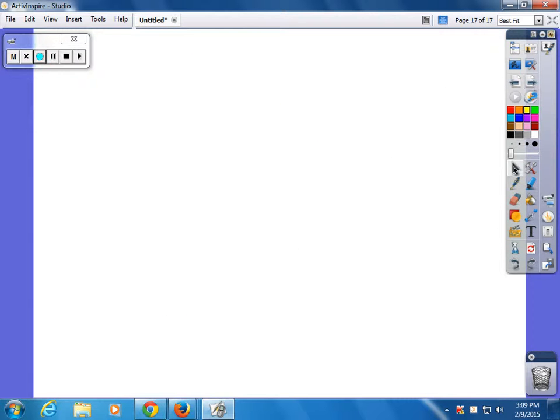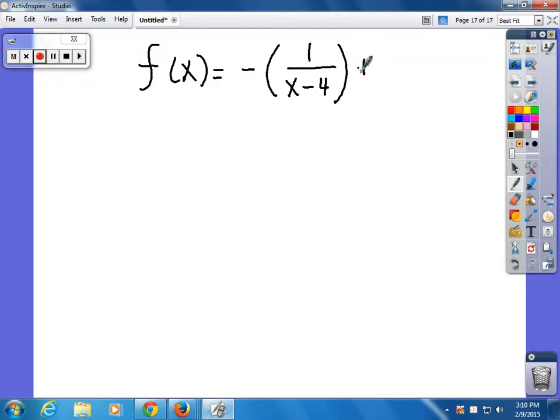Okay? Let's do another. f of x. I'm going to let y'all do this one. f of x is equal to negative parentheses 1 over x minus 4, plus 7. I'll do that one.